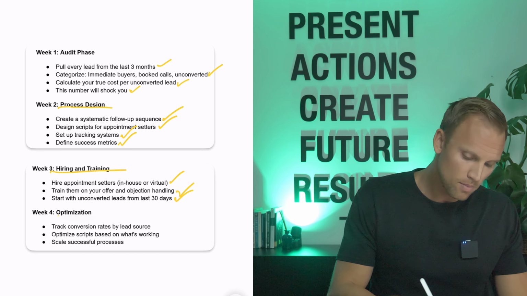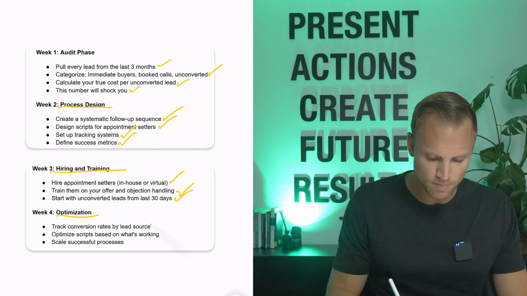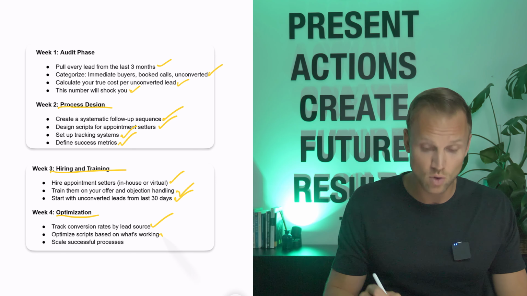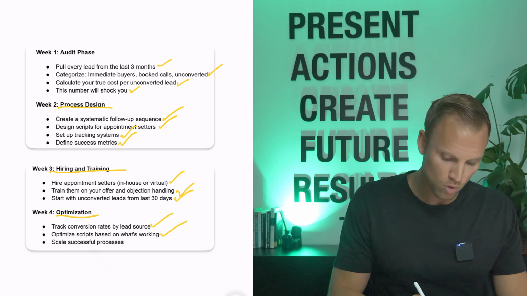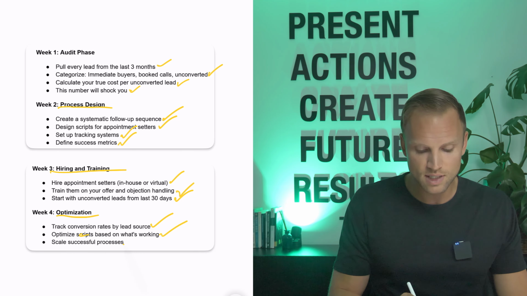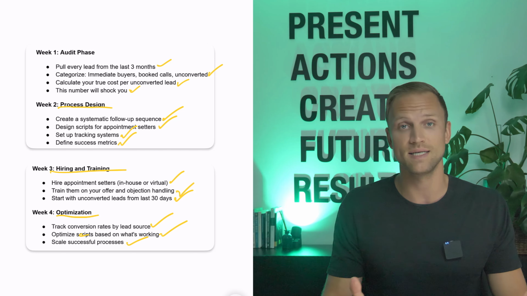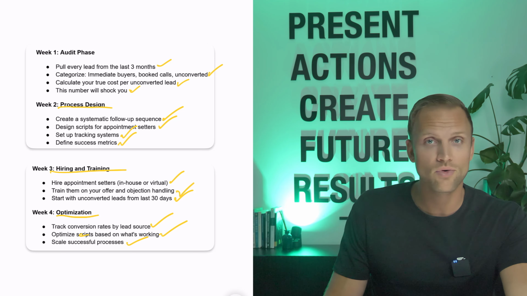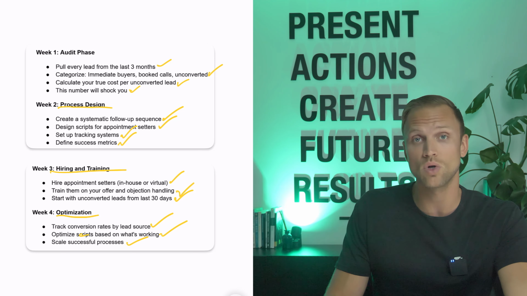And then week 4 is going to be your optimization week. You're going to track conversions by lead source. You're going to optimize scripts based on what is working, and specifically frameworks as well, not just scripts. And then you're going to scale your successful processes, right? Again, within 30 days, you should be seeing these results, right?